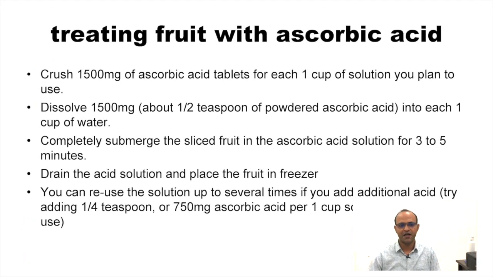You can crush 1500 mg of ascorbic acid and put it in 1 cup of solution, and then dissolve about half a teaspoon of powdered ascorbic acid into each 1 cup. You have to submerge the sliced fruits in the ascorbic acid for 3 to 5 minutes, and then drain the ascorbic acid solution and place the fruit into the freezer. For reuse, you can also add an additional 750 mg of ascorbic acid to this solution.